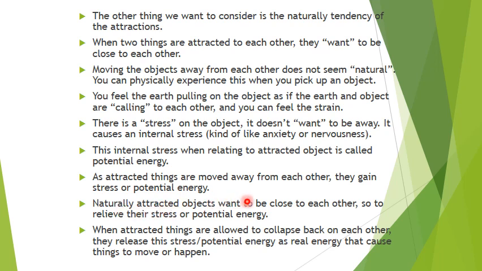Naturally attracted objects want to be close to each other so they can relieve their potential energy or their stress. When attracted things are allowed to collapse back on each other, they release the stress as real energy, and that causes things to happen.